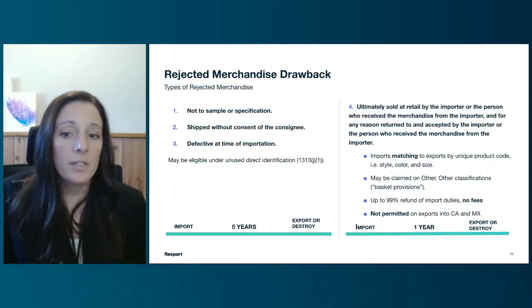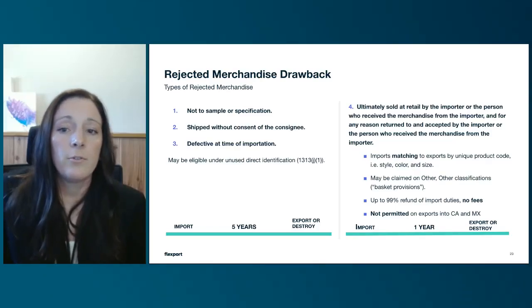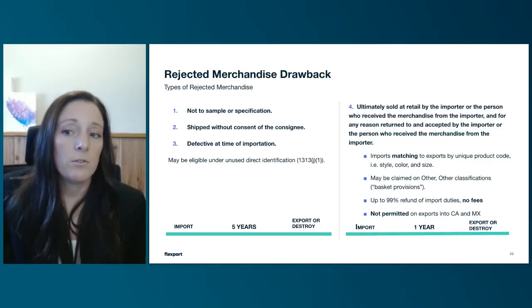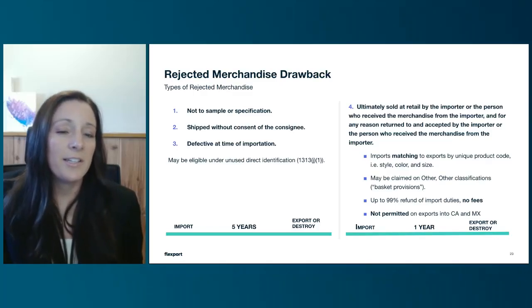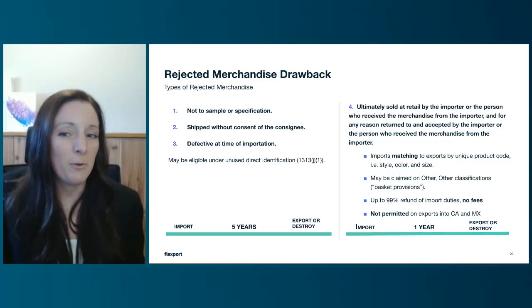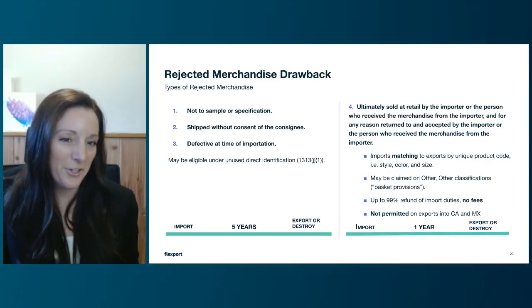The 4th is goods sold at retail and returned to the importer. Retail returns is the only of the rejected merchandise drawback provision that matches based on substitution by unique product code, or that style, color, size level. This provision is similar to drawback before TEFTIA, if any of you on the call have been around during that time.